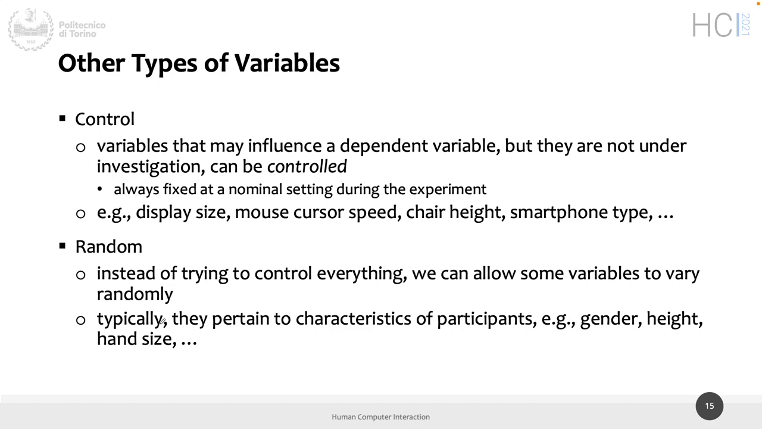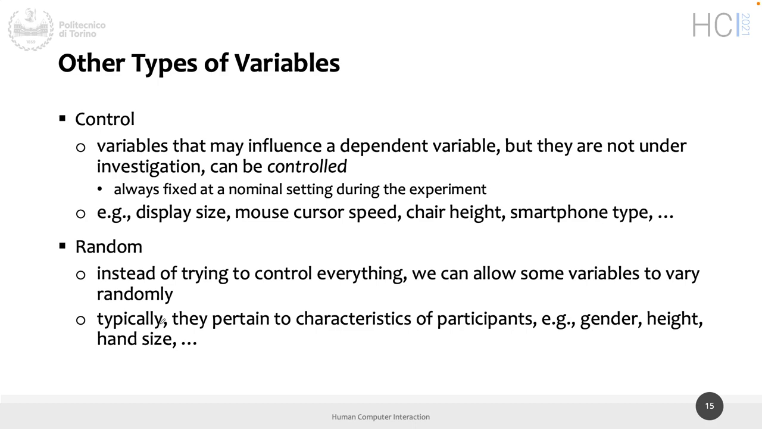So these are variables that happen, but you do control them, either because you think about that or because it's automatically controlled, like the size of the display. But you have to be careful that every participant will receive the same treatment, will undergo the same experimental condition as the others. Then we have random variables.